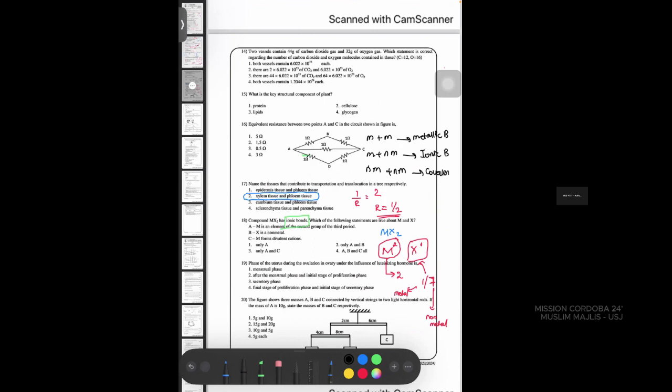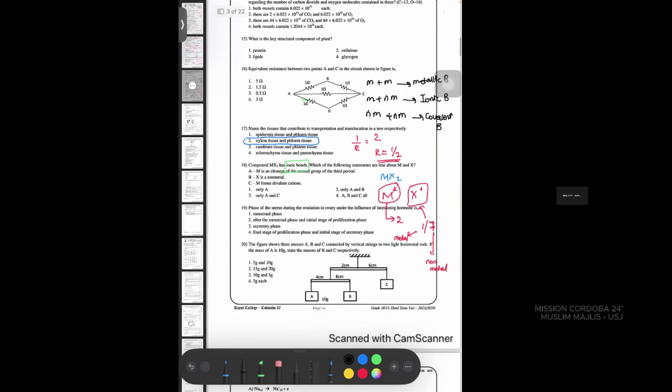This is the summary. Now tell me, if it is an ionic bond, X should be a metal or non-metal? Non-metal. Good. So therefore, X should belong to what group? Group 7. Very good. Group 1 is metal, isn't it? Do you understand?